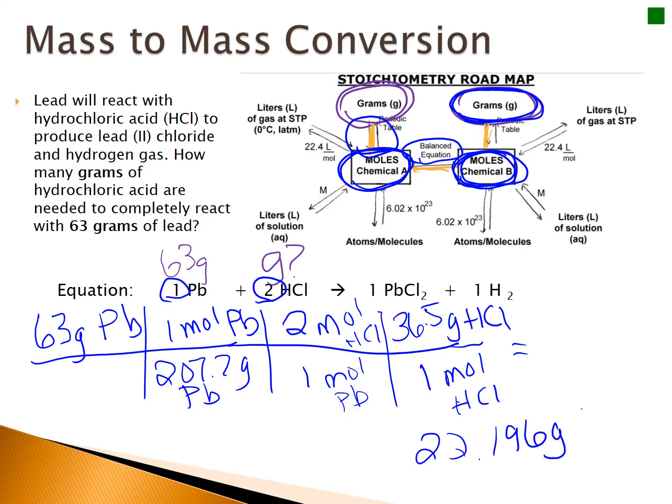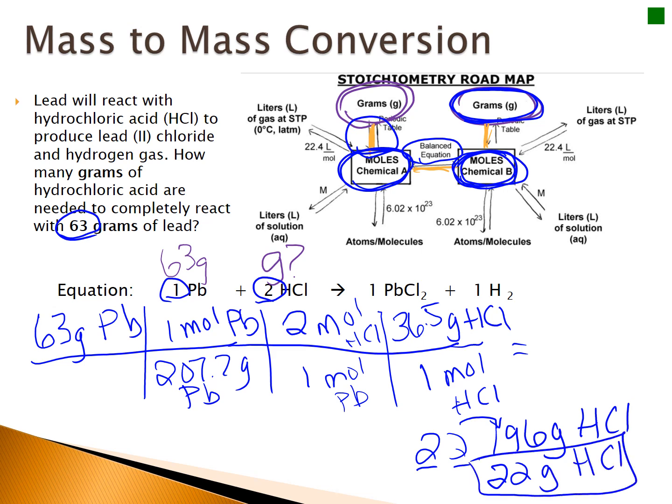You get 22.196 grams of HCl, rounding to the correct number of sig figs, which would be 2 because of that 63. That's going to stay the same. So we're ending up with 22 grams of HCl I would need to use in order to react all 63 grams of lead.